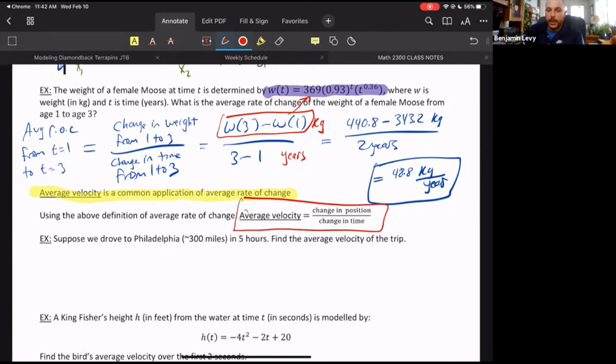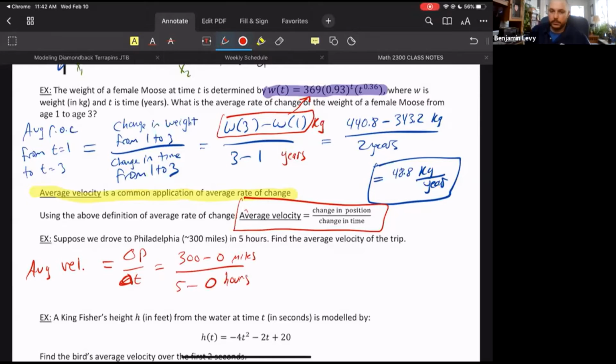But just trying to bring it back to the context here, we're actually using this formula, right? So average velocity is change in position over change in time. That's supposed to be a triangle. The change in position, you went 300 miles, right? So 300 minus 0, you start at 0, you went to 300. That's miles. How long did it take? You went from 0 hours to 5 hours, right? And so it just ends up being 300 over 5.